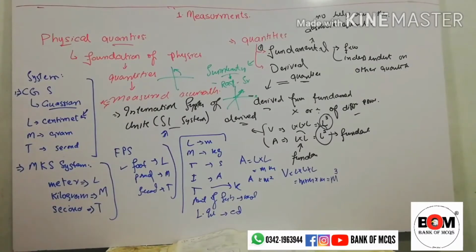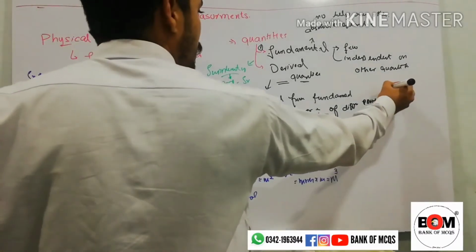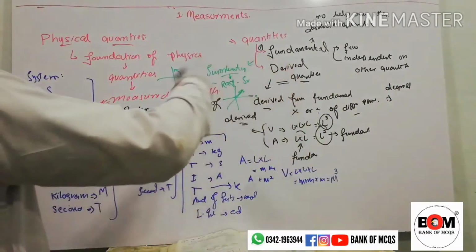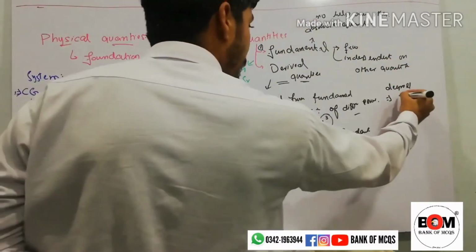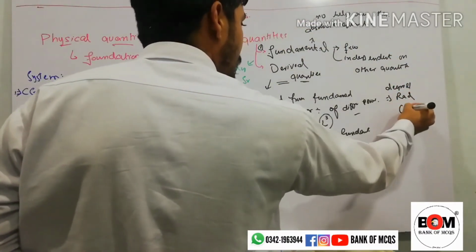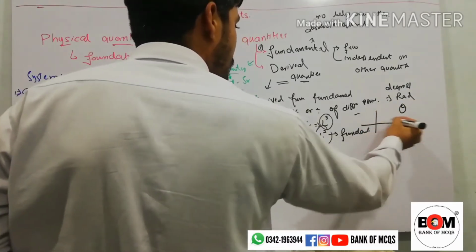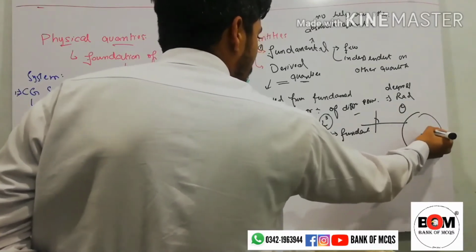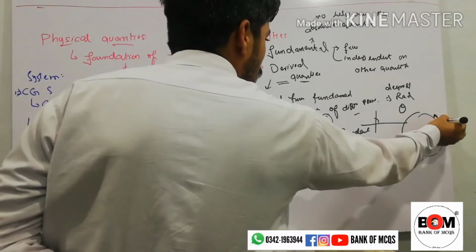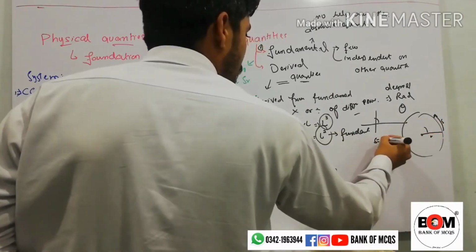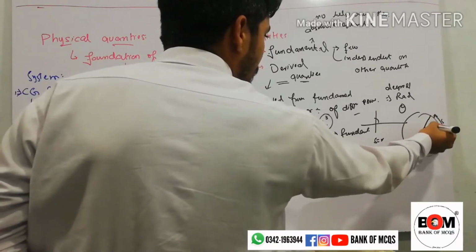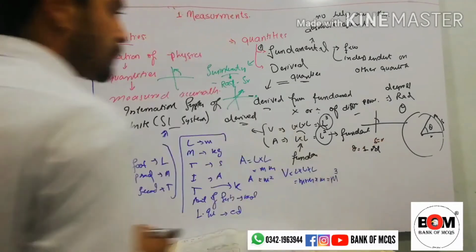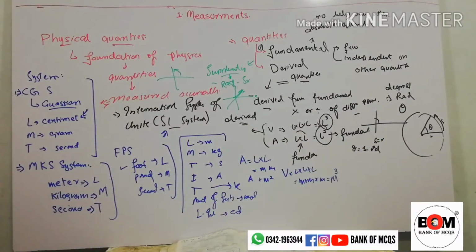Now to measure angle we use the unit degree. But the SI, or System International, provides the unit radian instead of degree. So radian is that angle which is subtended at the center of the circle. If this is the circle, then 1 radian is that angle when this distance s is equal to the radius of the circle. When s is equal to the radius of the circle, then this angle theta will be equal to 1 radian.